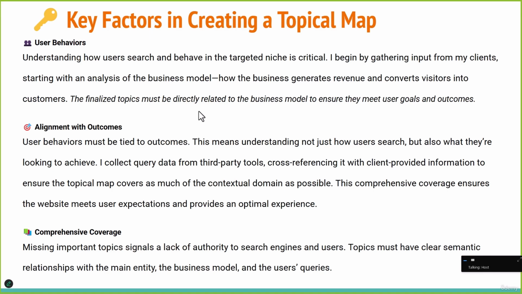Incomplete coverage or missing important topics signals a lack of authority. When you miss important topics that are core and are main attributes, this signals to the search engine that you are lacking in authority. The topics must have a pure semantic relation with their main entity, which is the central entity, the business model, and the user.